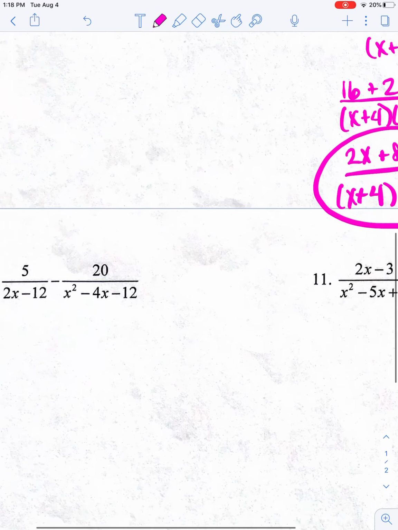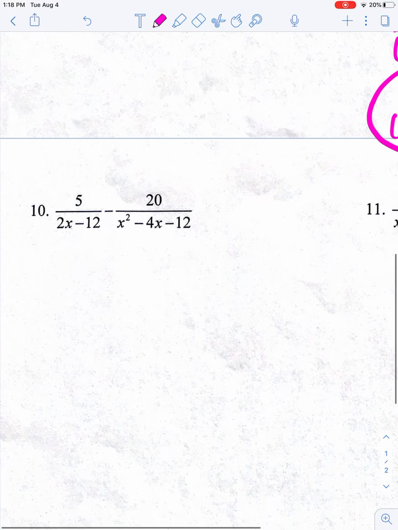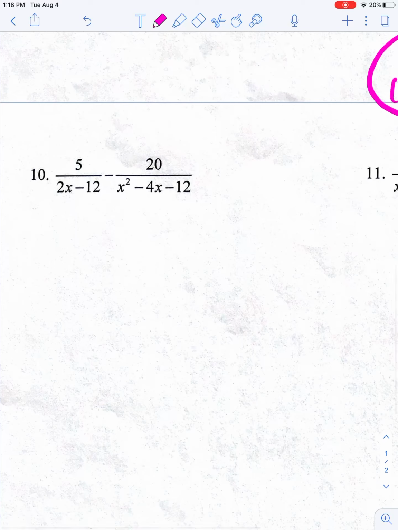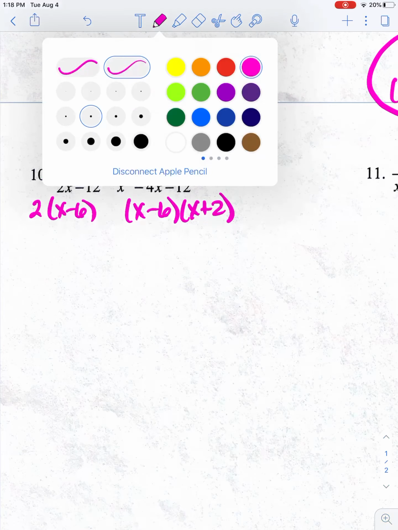Let's see. 10. Yeah, 10's a good one. And then we'll skip 11. Okay, so let's do 10. So 10, I'm going to GCF a 2, and I'm going to factor the bottom. Okay, so it's sort of like breaking it down for parts. So I can see that they have an x minus 6 in common.